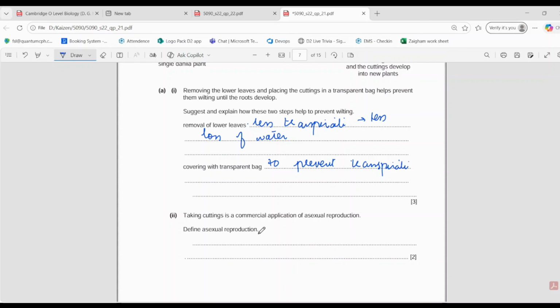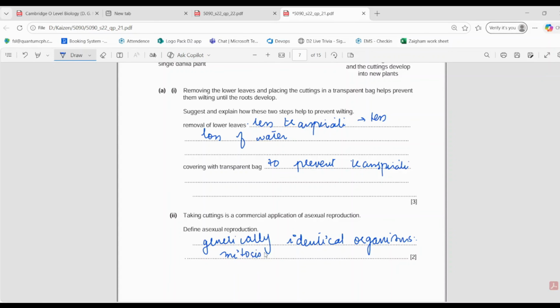Okay, define asexual reproduction. Good. What do they use? Artificial selection, we call it, beta. Genetically identical organisms are produced by mitosis.